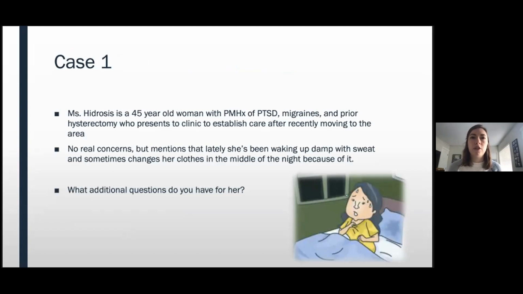She doesn't have any major concerns today, but does mention that lately she's been waking up damp with sweat. Sometimes she changes her shirt in the middle of the night because of it. It's a little bit bothersome to her, but she's not really worried about it. So what additional questions do you have for her? Nightmares, great question. Hot flashes, mom went through menopause. Yep, great, Becca.